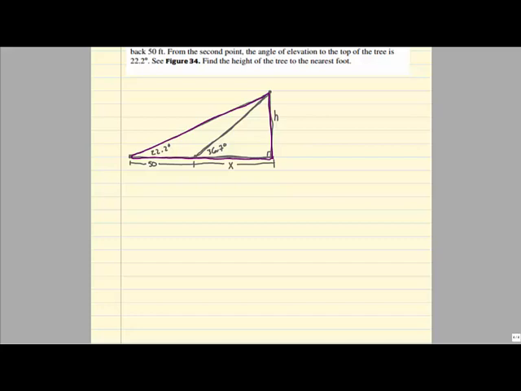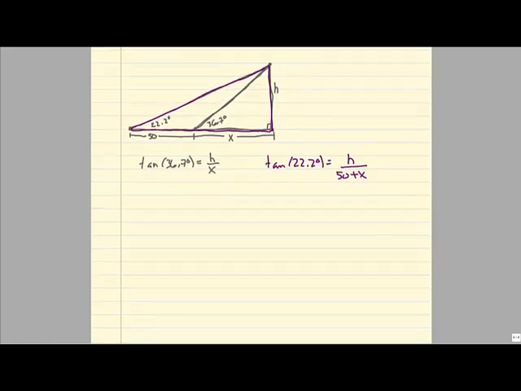So for the one, I'm going to just call this one the tangent of 36.7 degrees. Remember, tangent is opposite over adjacent. Okay, now for my next one, I want to do the tangent of 22.2 degrees. Remember, tangent is opposite over adjacent. Now this adjacent leg is not just 50, it's 50 plus x. Now what I could do here, we want h when we're done. So I could solve both of these for x, and we're going to have to do some pretty interesting algebra. I think it'll be fun.